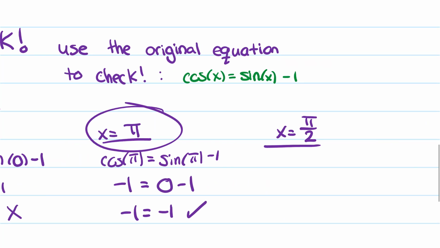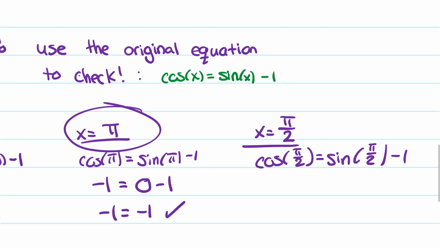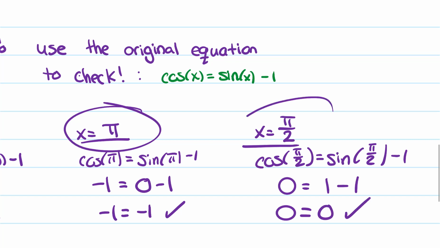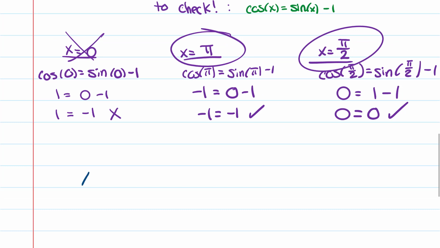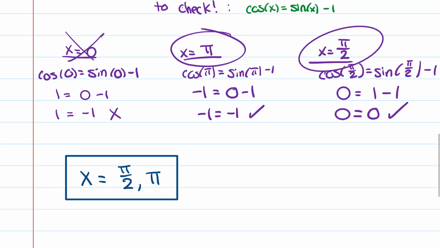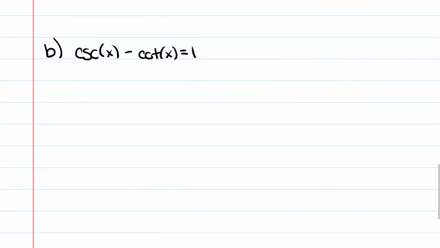Now for pi over 2. Cosine of pi over 2 is equal to sine of pi over 2 minus 1. Cosine of pi over 2 is 0. Sine of pi over 2 is 1. Bring down the -1. 0 equals 0. That checks out. So that's another one of our answers. So then our final answer is x equals pi over 2 and pi. Notice it does not equal 0. Okay, let's try another one.